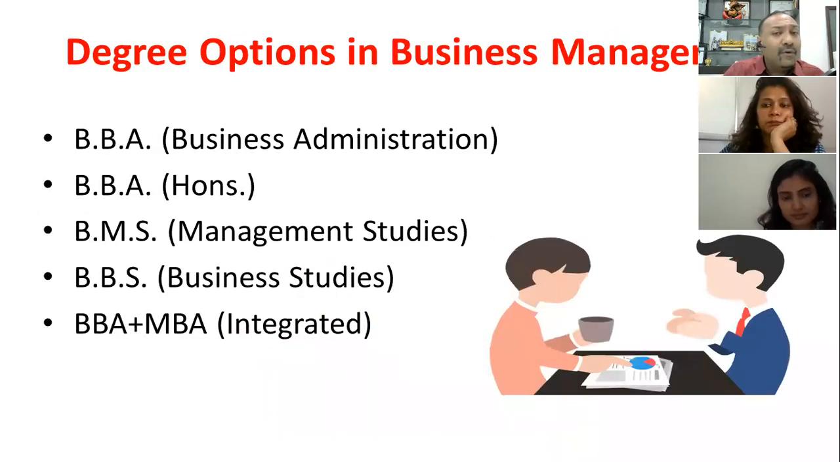In business management, you could go for a 3-year BBA honors, Bachelor of Management Studies or Bachelor of Business Studies program, or you could go for a 5-year integrated BBA plus MBA program. There are a few very good colleges like the Indian Institutes of Management, which are now taking students directly after grade 12 through a competitive exam and giving you a 5-year integrated program in management, where after 5 years, you get a BBA followed by an MBA and you walk out from an IIM with a great job opportunity in your hand.